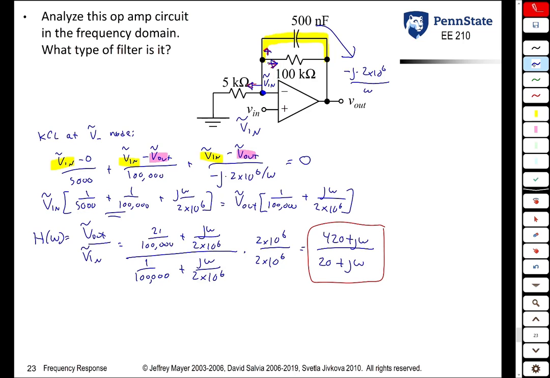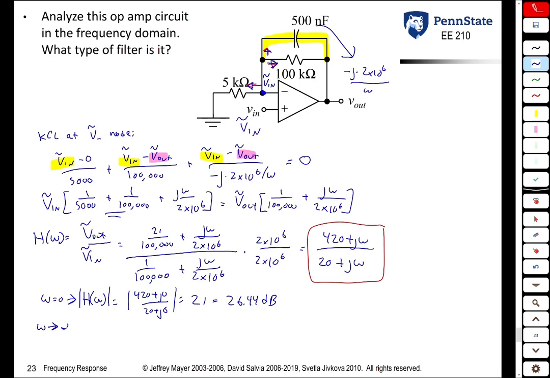Let's look at the magnitude of H for different frequencies. When omega is 0, the magnitude of H is what? It's a magnitude of 420 plus j0 over 20 plus j0, which is just 21, or in dB, 26.44 dB.